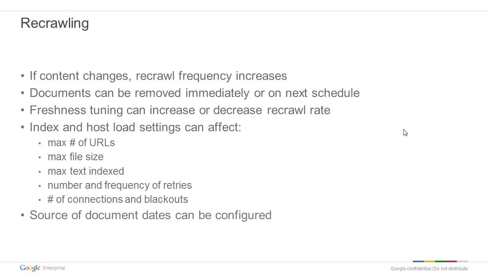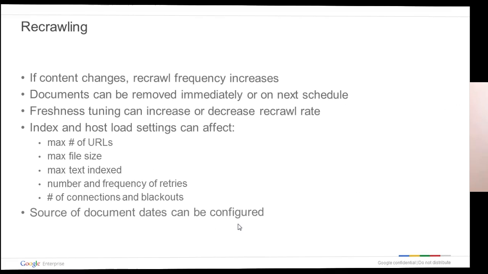Finally, the GSA by default will use the last modified HTTP response header to identify document dates. If you have content generated by an application server, this value is often missing. You can provide an alternative location for this value, such as an HTML metadata element. Document dates are very important. They're used for scheduling recrawl, for sorting and filtering by date, and date biasing. So it's very important that you have valid, meaningful dates for your content.